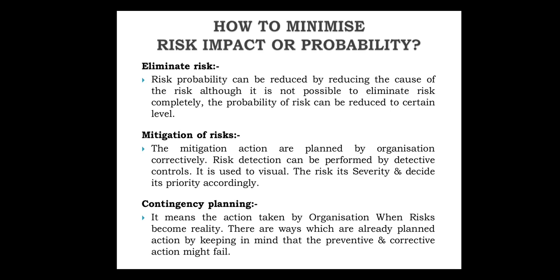The next is mitigation of risk. I think everybody has learned about RMMM, that is mitigation, monitoring, and management of the particular risk. So what is the mitigation of risk? The mitigation actions are planned by the organization correctively. The risk detection can be performed by detective control.